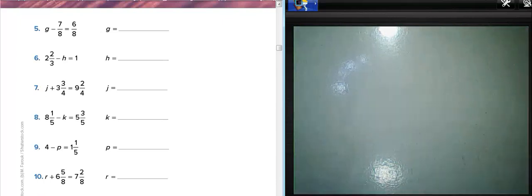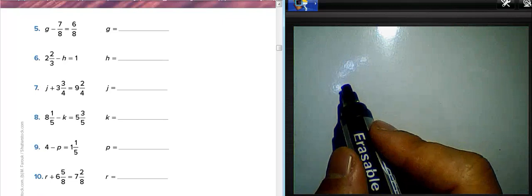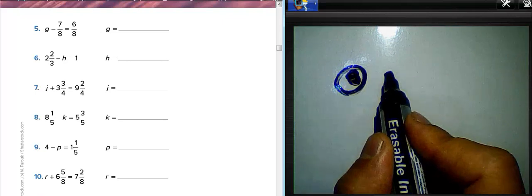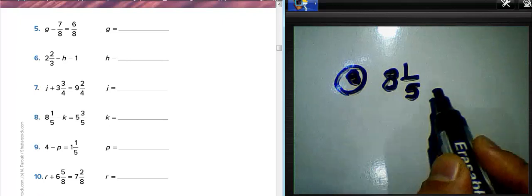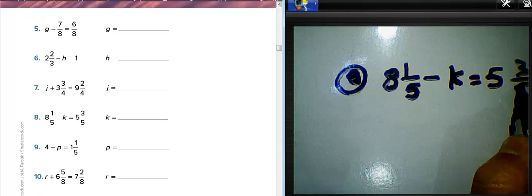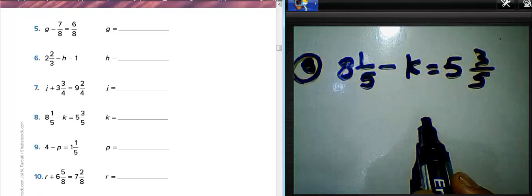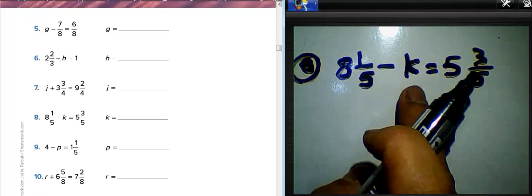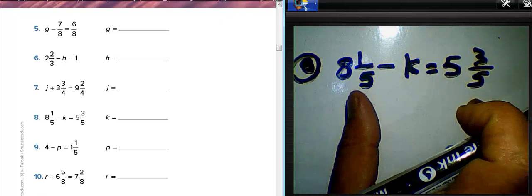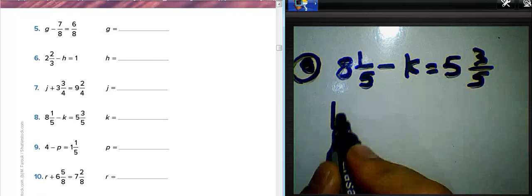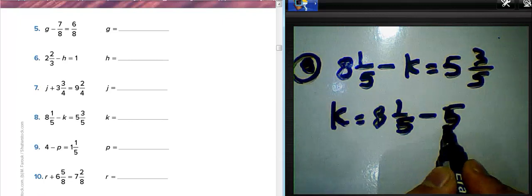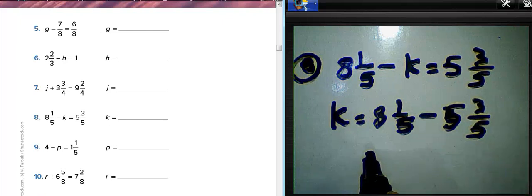Next question is me solving my question. Here is my question 8. Okay, 8 and 1 over 5 subtract k equals 5 and 3 over 5. Let's go, heroes! To find the unknown here, we must find the difference between the greater number, the greatest, and the smallest. Okay, k equals 8 and 1 over 5 subtract 5 and 3 over 5.